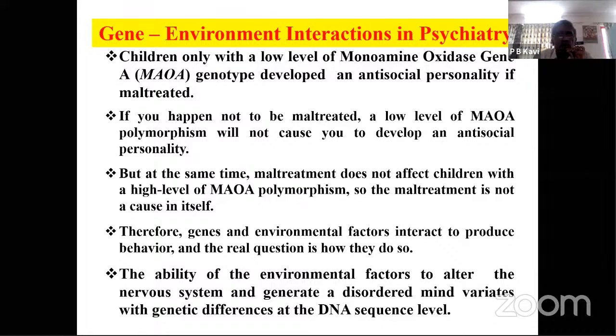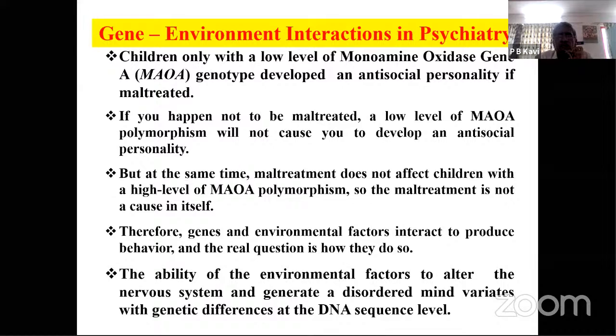For example, if children have a low level of the monoamine oxidase gene, that produces a protein called MAOA protein, so if the gene is not expressed very well, and if he is maltreated, then he is going to become an antisocial personality. Maltreatment means, suppose you scold the child with low amounts of MAOA protein, or beat him very badly, then he is going to become an antisocial personality. Here the gene is the MAOA gene.